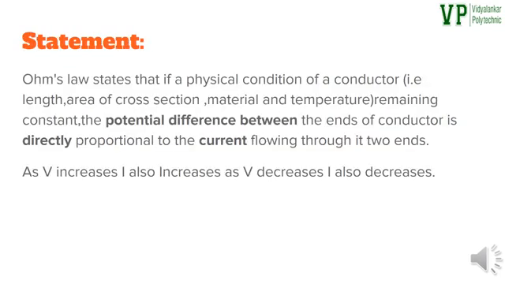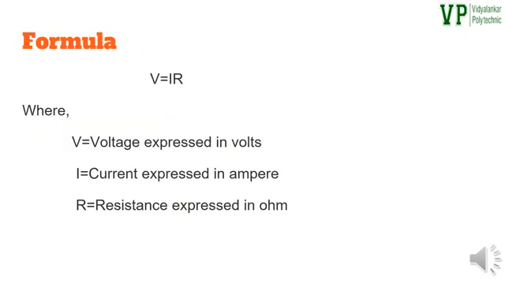According to Ohm's law, if the physical conditions of a conductor, meaning length, area of cross section, material and temperature, are kept constant, then the voltage, that is the potential difference between two ends of a conductor, is directly proportional to current. In short, V is directly proportional to I. Now what do we mean by V? V means voltage and I means current. If V increases, I also increases; if V decreases, I also decreases.